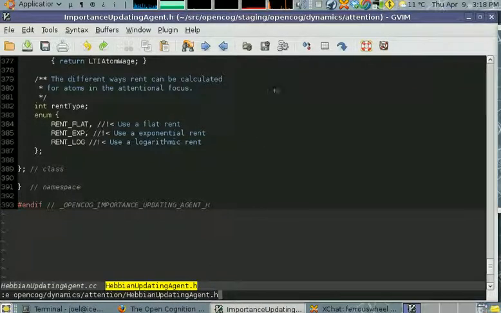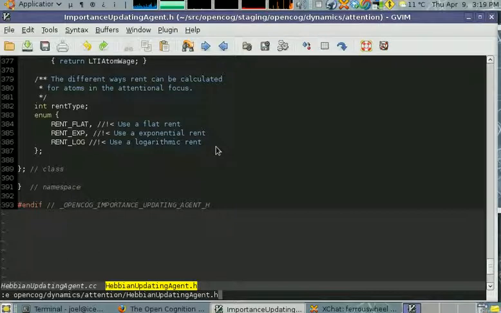Hello and welcome to the second OpenCog tutorial about Economic Attention Allocation. My name is Joel Pitt and this is in preparation for the Google Summer of Code 2009. In the last tutorial I talked about the importance updating agent and briefly went over what the difference was between short, long and very long term importance and how stimulus gets converted into those quantities.